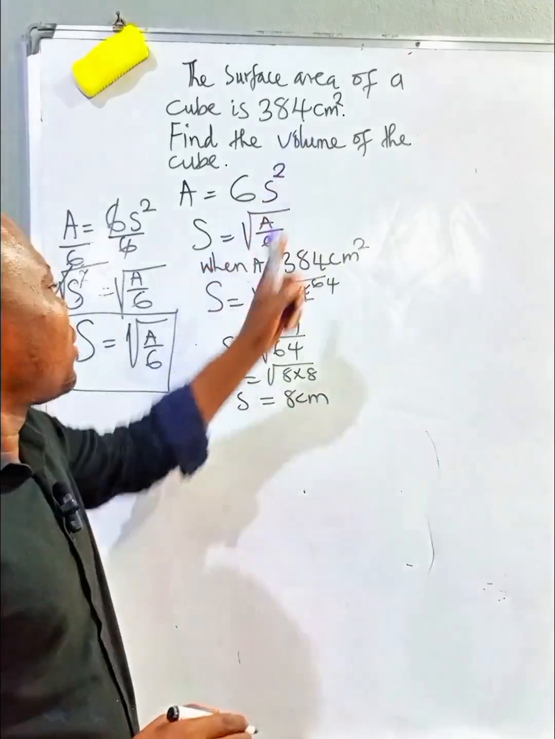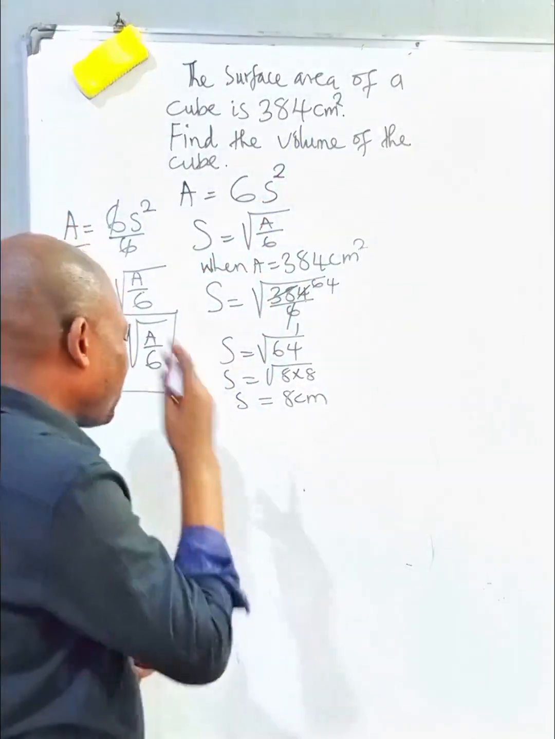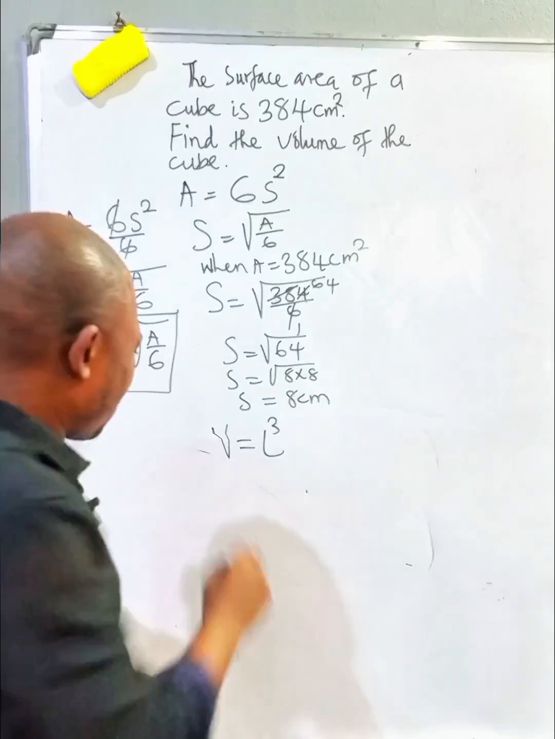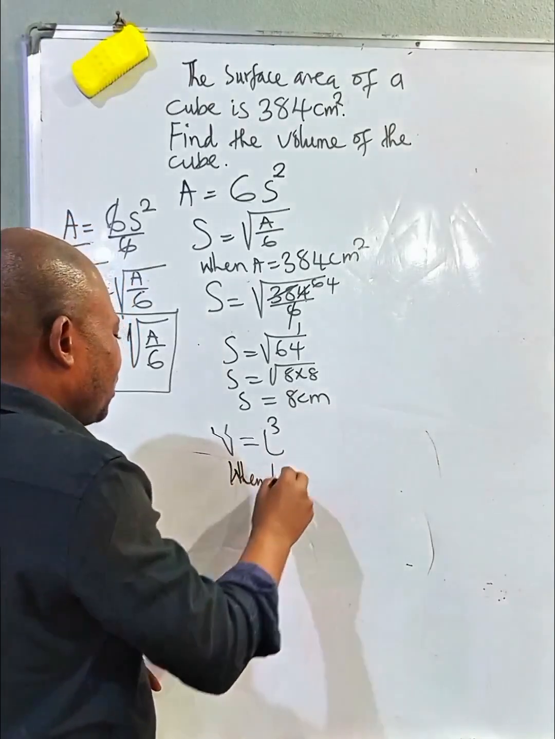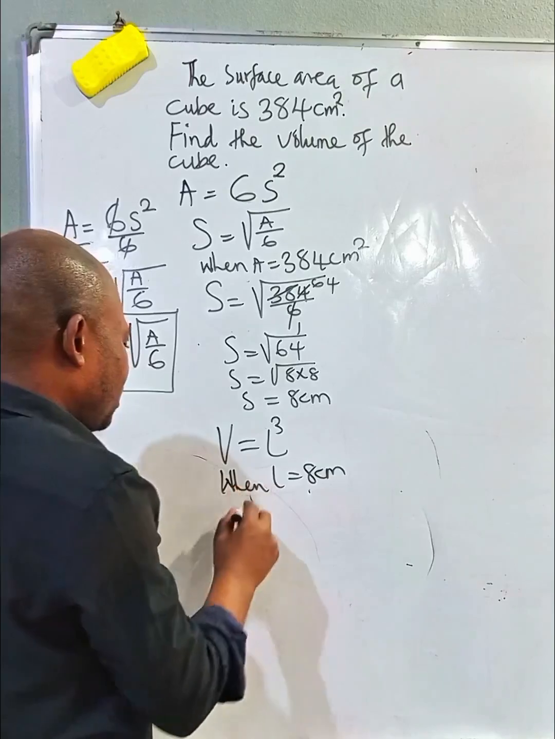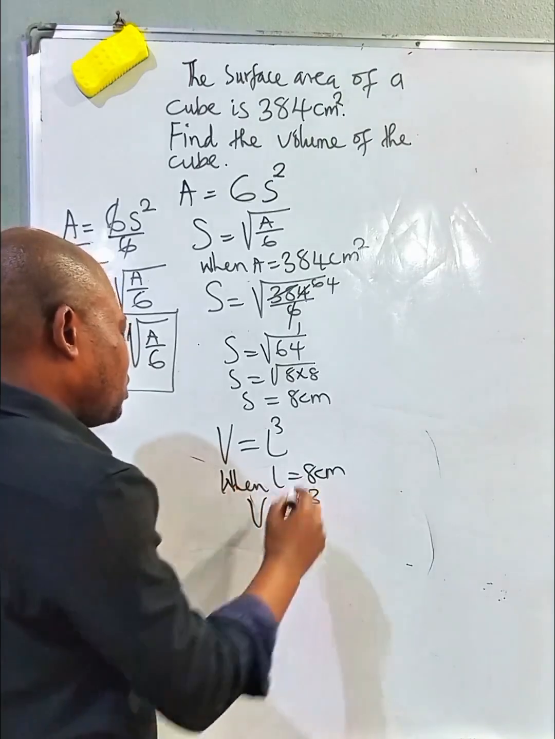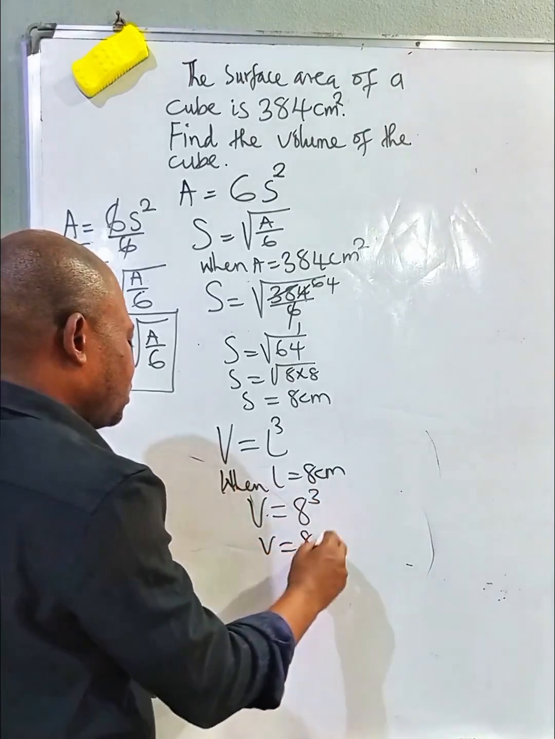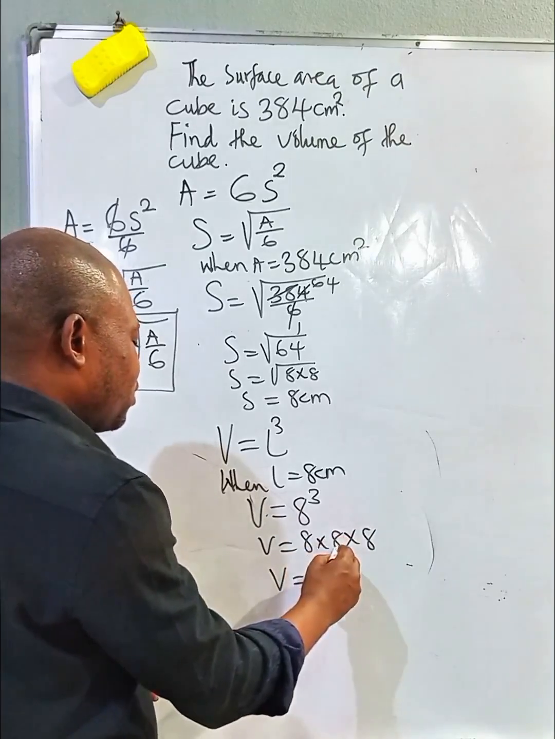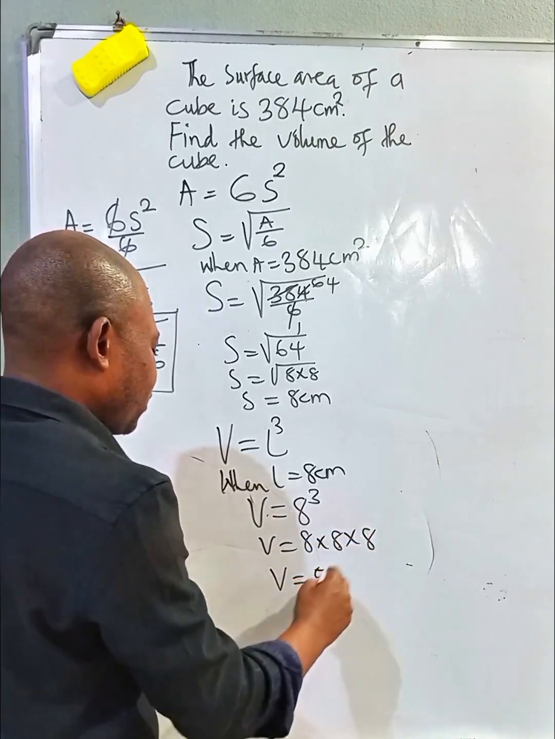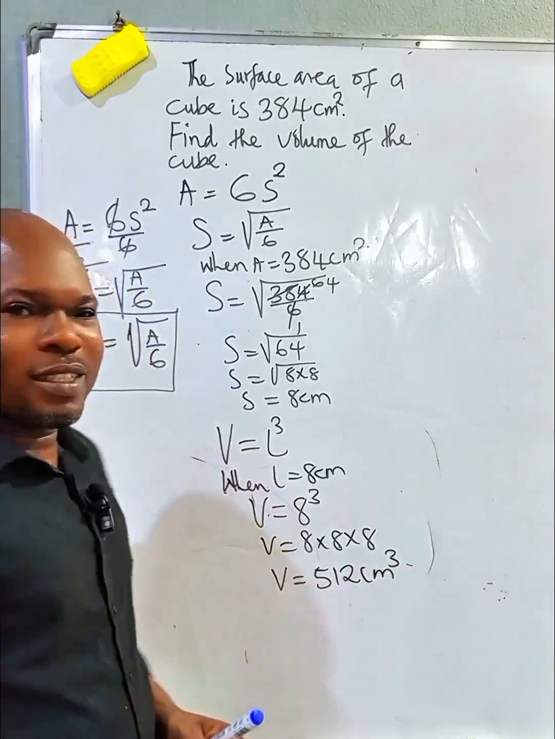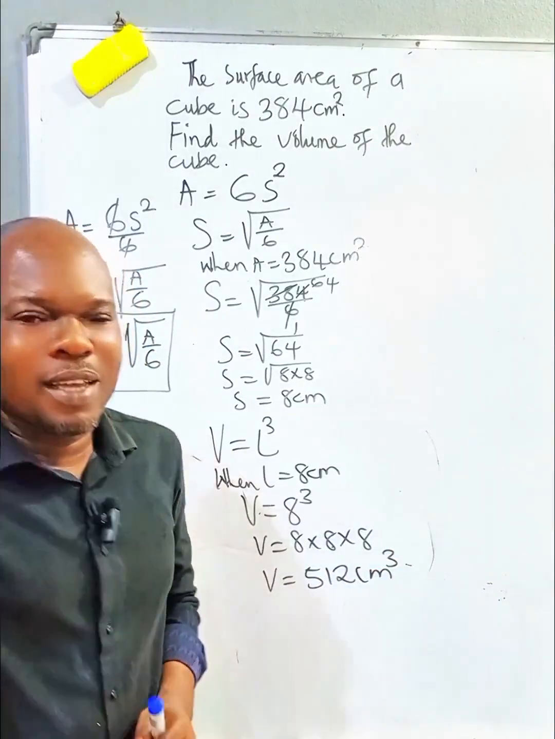So the side or the length of the cube is 8 cm. The volume of a cube is written as L cubed. When L is 8 cm, we have our V to be 8 raised to the power of 3, and we have V to be 8 times 8 times 8. And then V is equal to 8 times 8, 64. And then 64 times 8 will give us 512 cm cubed. And that is how simple it is, good friends.